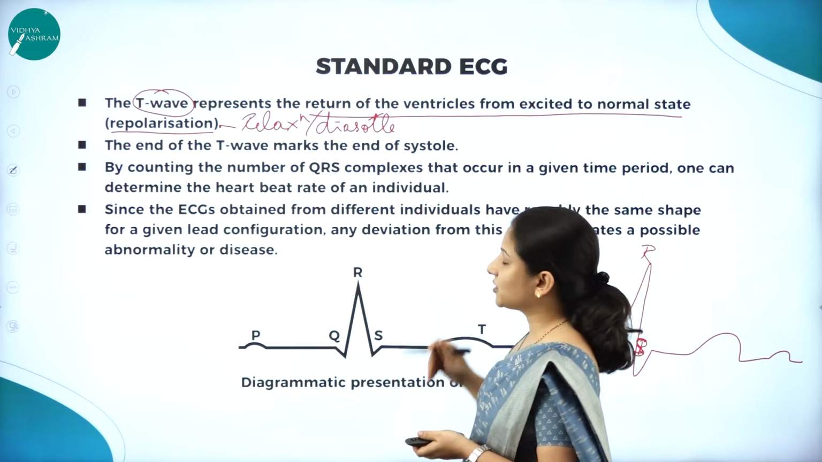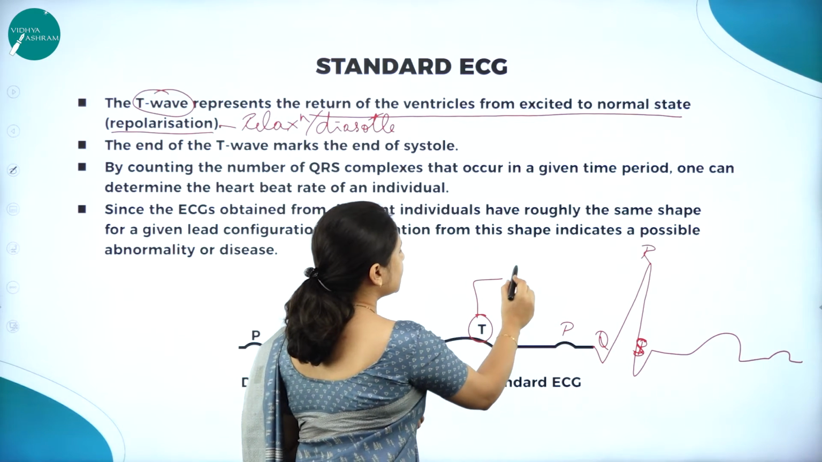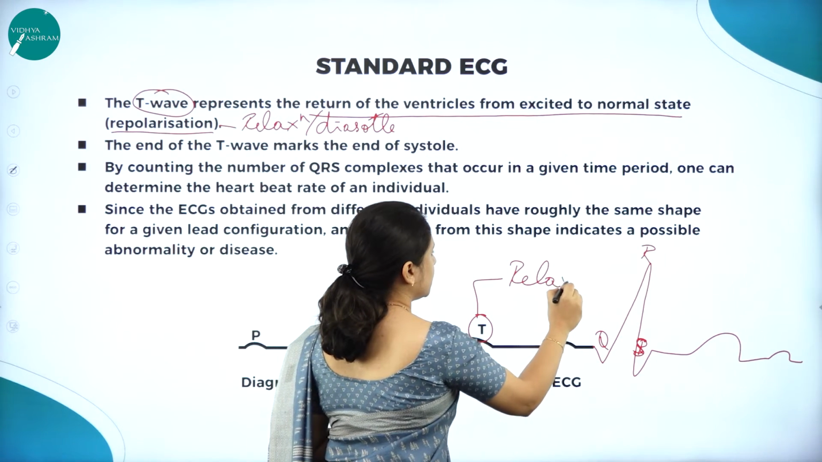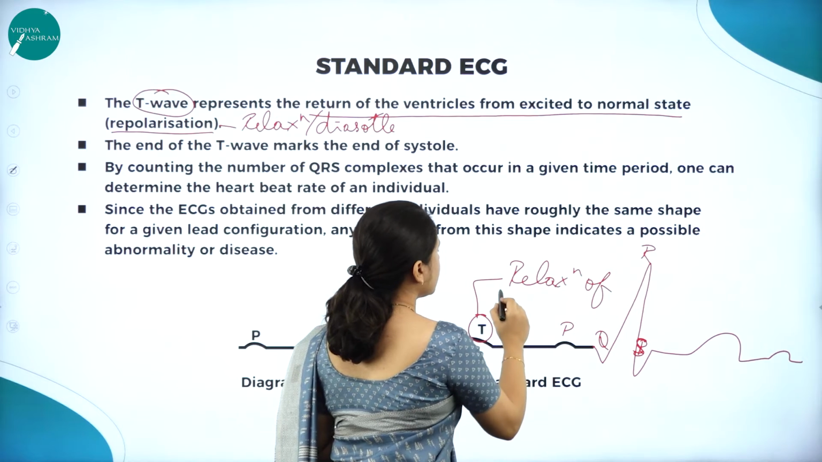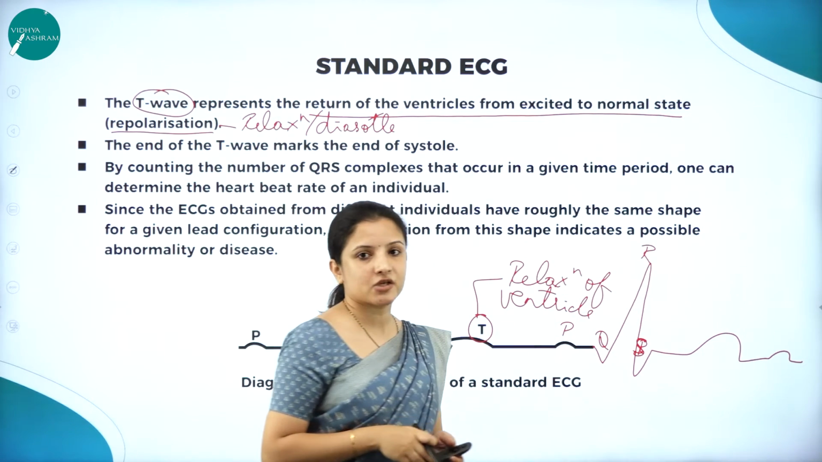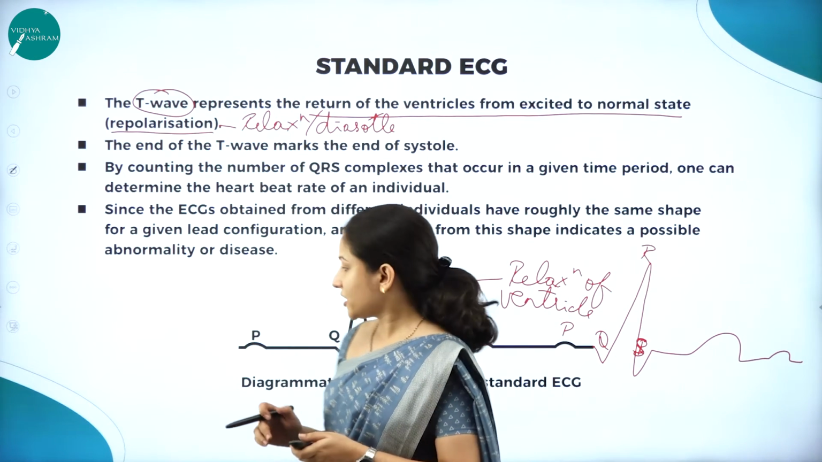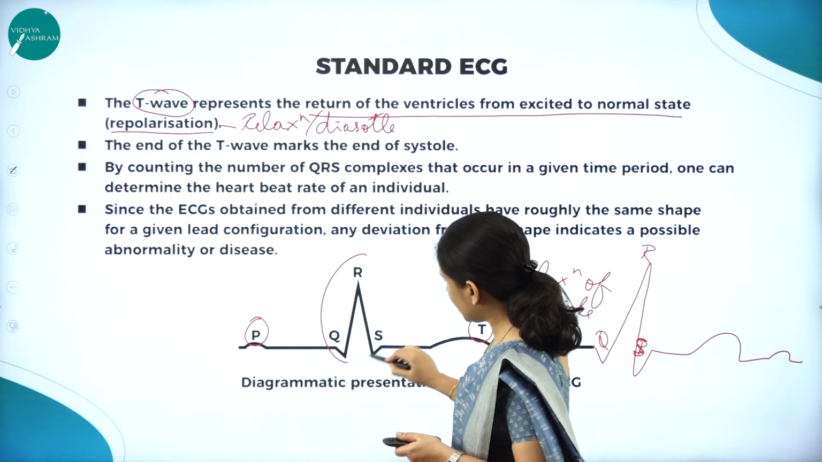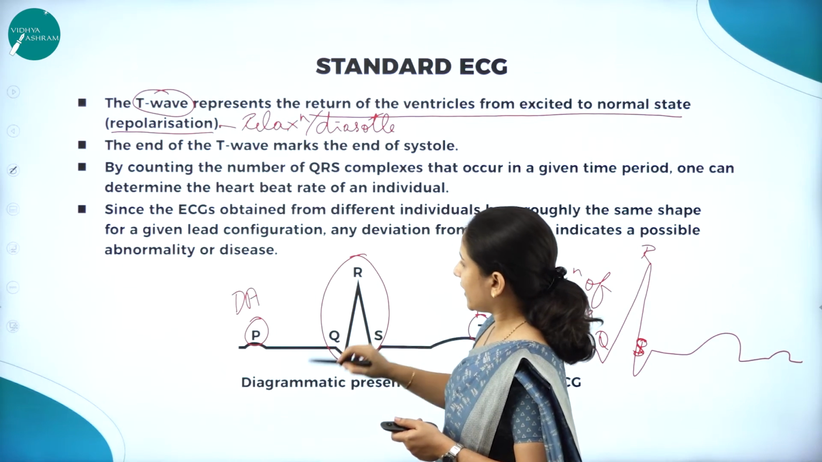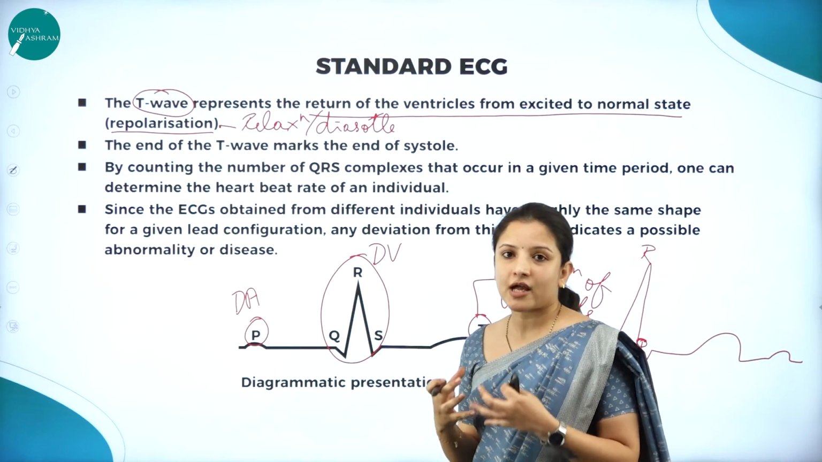This T wave is nothing but the relaxation of the ventricle. Relaxation of the ventricle is called repolarization. Depolarization means contraction. This is depolarization: depolarization of atria, here depolarization of ventricle. Both here, first contraction occurs.